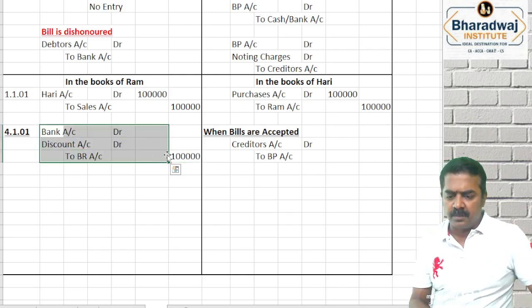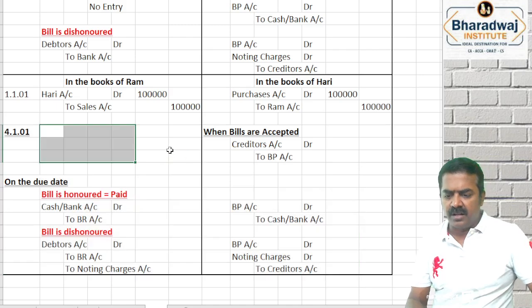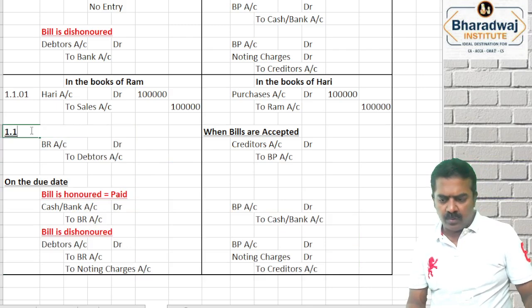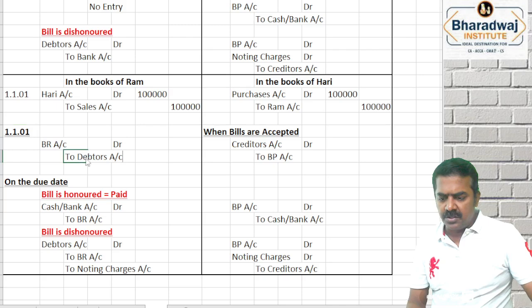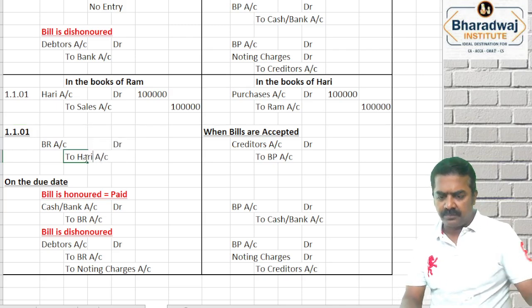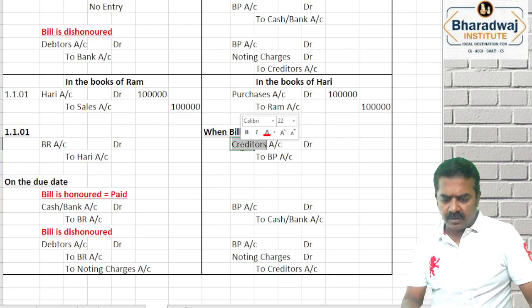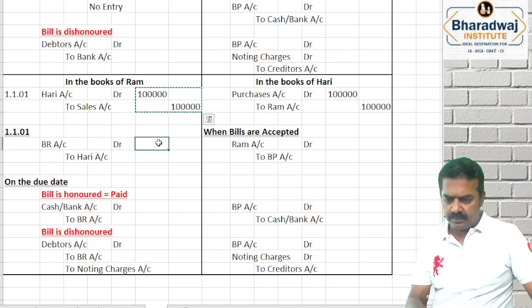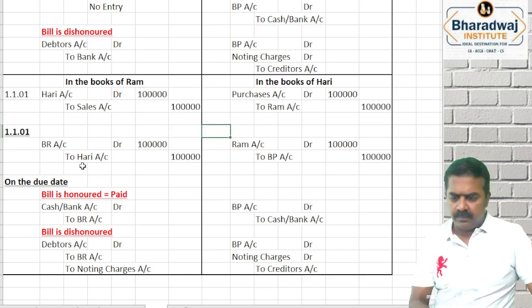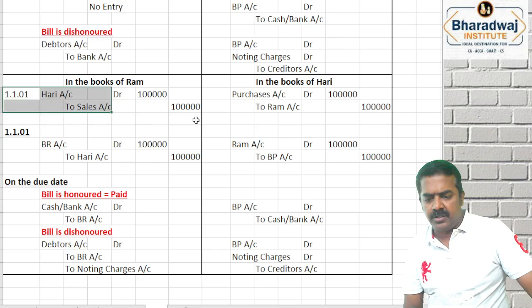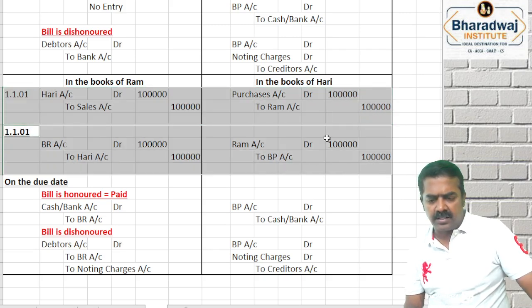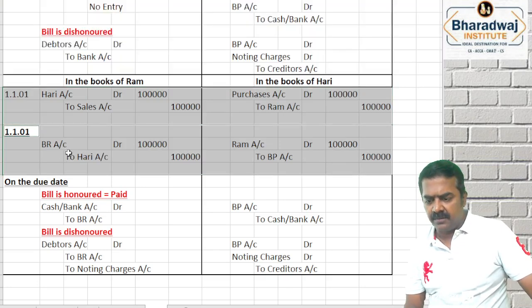Before that, we draw the bills, right? What is the entry for drawing the bill? When the bills are drawn, 1/1/2001, bills receivable account debtor to Hari account. There, Ram account debtor to bills payable. How much? 1 lakh. You write narration also. Being sale of goods. Being bills drawn and accepted.